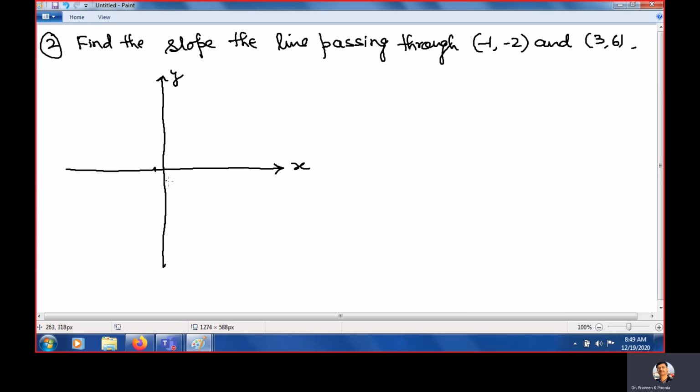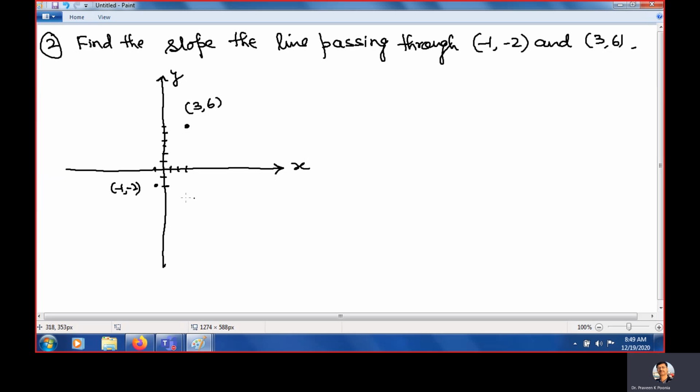Minus 1 is here. Minus 2, minus 1, minus 2. So this is the point. I make it little far. So it is more near. It is here. This is minus 1, minus 2. Okay. Now 3, 6. It is 1, 2, 3 and 6. 1, 2, 3, 4, 5, 6. It is here. This is 3, 6.